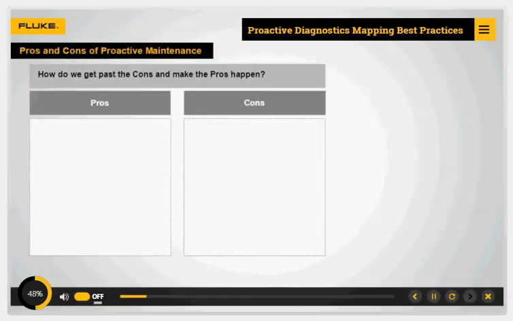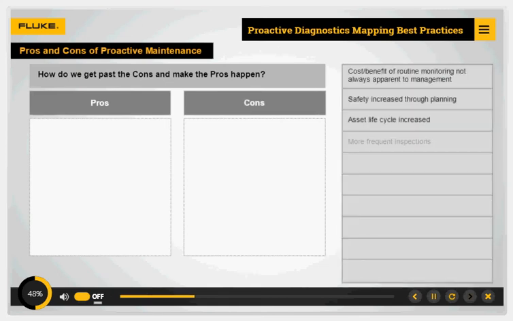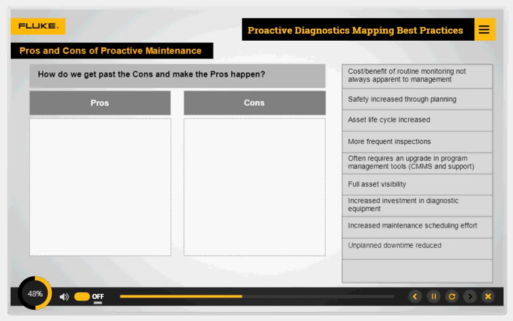Most maintenance professionals have considered proactive maintenance, but whether they implement it and to what degree often depends on the pros and cons that they see. What are the pros and cons to proactive maintenance that you see? Drag the items on the right to either the pro or con columns. If you are correct, the item will stick. If it bounces, try again.